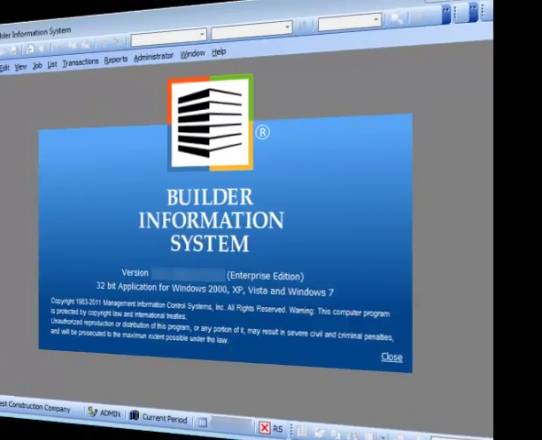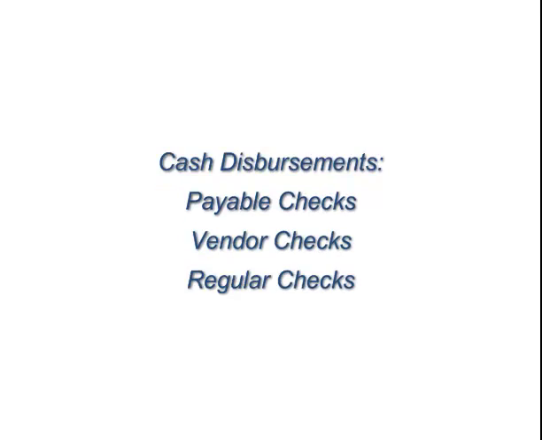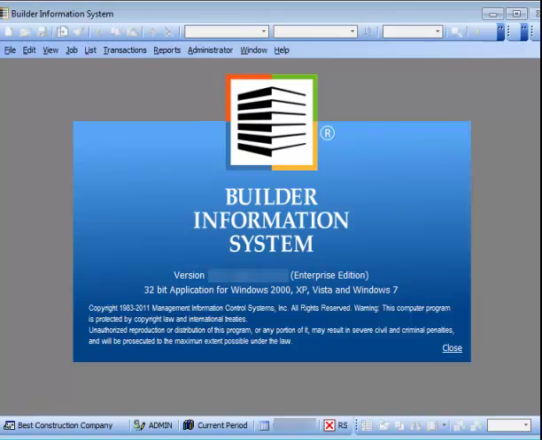This tutorial will examine the cash disbursements processes for payable, vendor, and regular checks. While Builder Information System provides features that allow you to quickly and easily create payroll and accounts payable check runs en masse, what if you only need to generate one or two checks in a hurry, or you need to post a check transaction for accounting purposes?